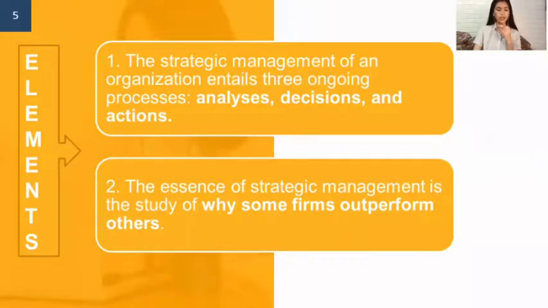Moving on, here are the key elements of strategic management. So first, strategic management of an organization, as mentioned earlier, entails three ongoing processes, namely analysis, decisions, and actions. Second, the essence of strategic management is to study why some firms outperform others. So here we are trying to find out why other firms do better than the others. We are trying to leverage our advantages in our favor.